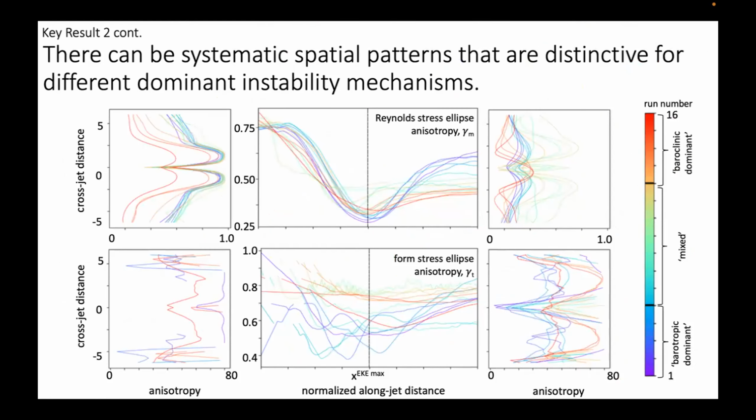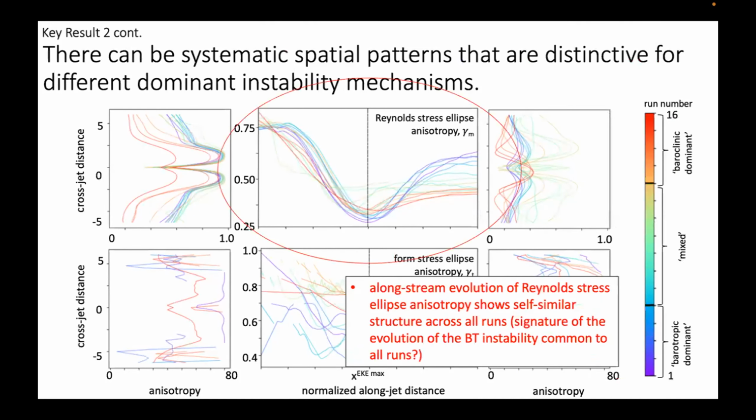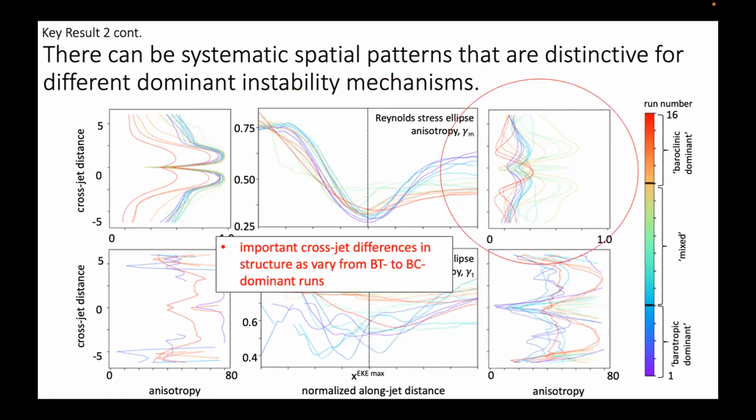This is the view for the anisotropy. So it's the same setup. This is the Reynolds stress ellipse anisotropy on the top and the form stress ellipse anisotropy on the bottom. The along-stream evolution of the Reynolds stress ellipse anisotropy shows a self-similar structure across all the runs. I think that's because in the upper layer of these runs, they all have the same barotropic instability because they have the same very narrow jet in the upper layer. So I think that's why that is the case.